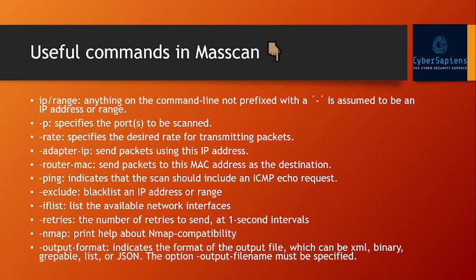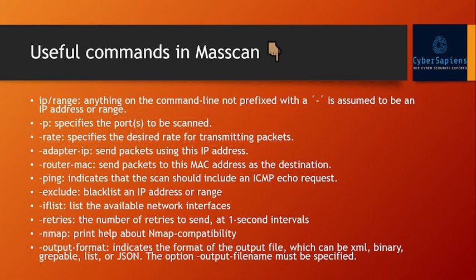Okay, so here are some useful commands we can use in Masscan. We can give the IP range. Anything in the command that is not prefixed with a hyphen is assumed to be an IP address or a range. You can give a single IP address, or you can also give an IP range. This can be a single IP or an entire subnet. We will be looking more in practicals. Let's first understand the theoretical part of Masscan. Hyphen p is the option where you can specify a single port or multiple ports. We are also going to look at this in practicals.